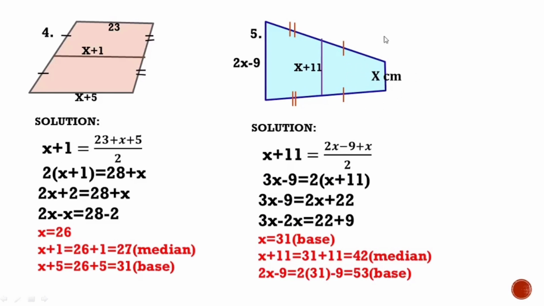Now to find the length of the median represented by x plus 11, we have 31 plus 11, and that is 42. And for the length of the other base, we have 2x minus 9. So that means 2 times the value of x, which is 31, minus 9. 2 times 31 is 62 minus 9 is 53.